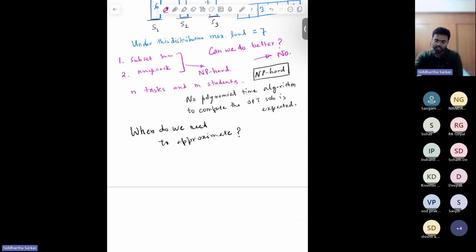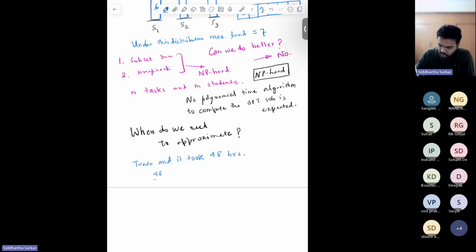Remember the train and flight case, when I did not have 10,000 rupees or 8,000 rupees in my pocket, I was forced to take the train, and it took 48 hours to reach Guwahati. And I was sure that my approximation ratio... I didn't say it that way that time. Let's do it that way only. So I said that we have a 48 by 3 is equal to 16 approximation.